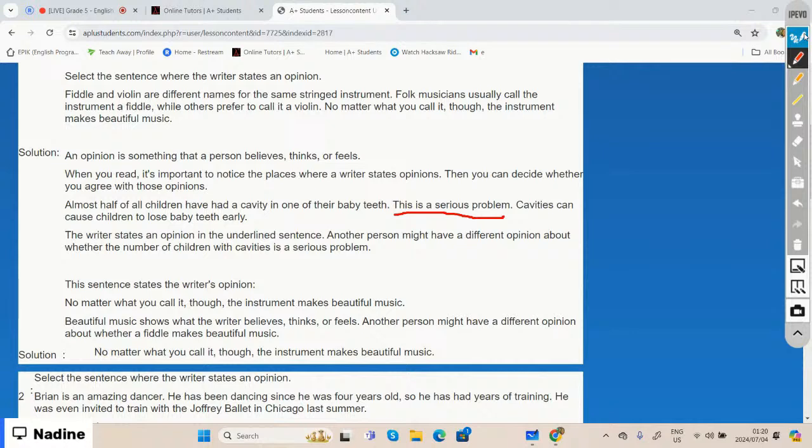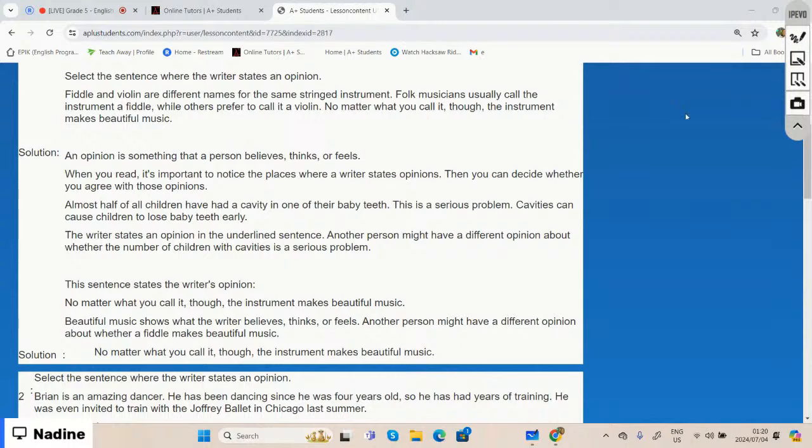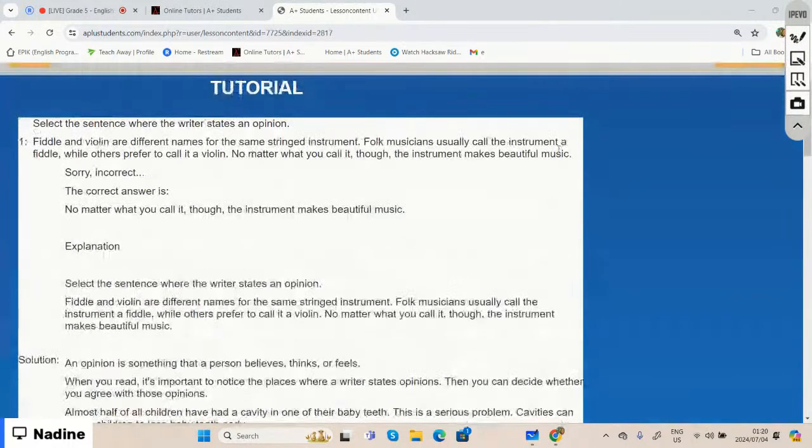Because remember, with an opinion, you may have a different opinion. And opinions is basically your answer. It is what you believe, what you think, and what you feel is the truth. All right. So we are going to first do an activity by selecting the sentence where the writer states an opinion, right? That is what we're going to do first before we go on to our test.